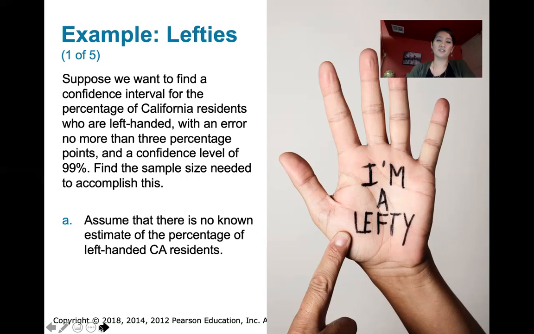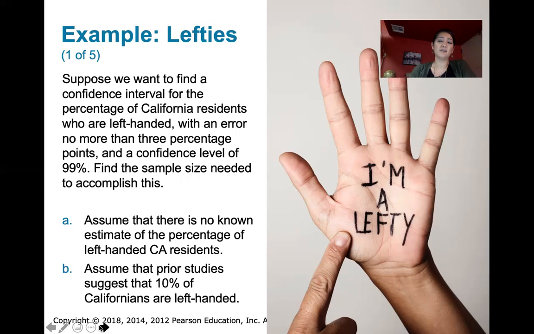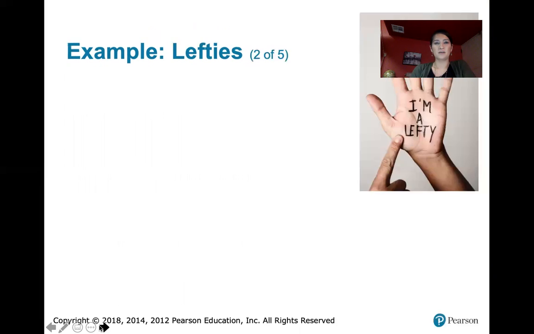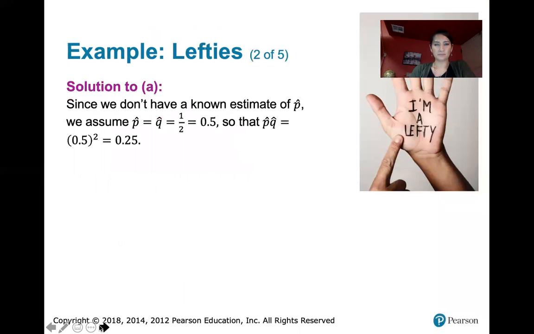In part A, we will assume that there is no known estimate of the percentage of left-handed California residents. In part B, we'll say maybe there are some prior studies, and those prior studies suggest that 10% of Californians are left-handed. Well, in the absence of information, we will assume that half of the residents are left-handed. We'll say, I don't know who's left-handed or who's right-handed, so let's assume half are right-handed and half are left-handed. So p hat and q hat are both 1/2 or 0.5. In that case, p hat times q hat is 0.5 times 0.5, which is 0.25.